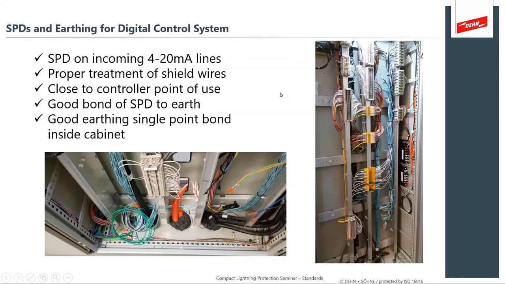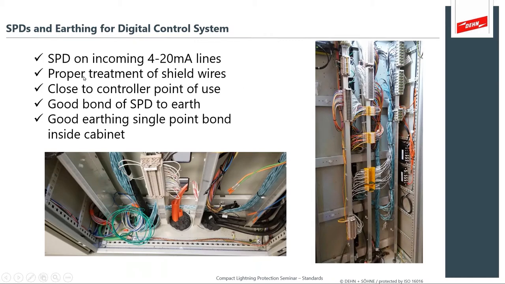SPDs on digital control systems. These are extensive systems that have transmitters and instrumentation scattered around a large plant. And here we have SPDs on the incoming 4 to 20 milliamp lines.